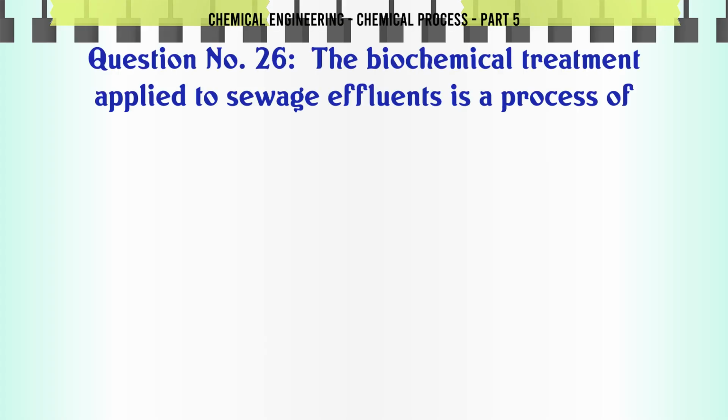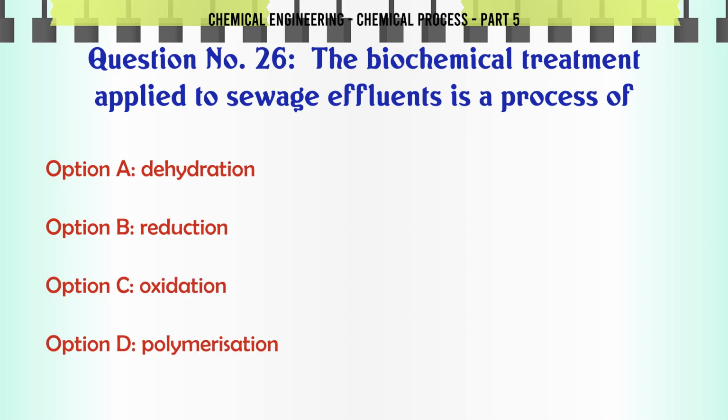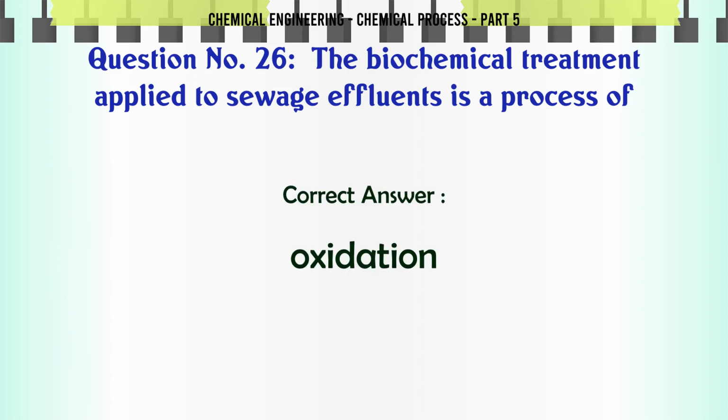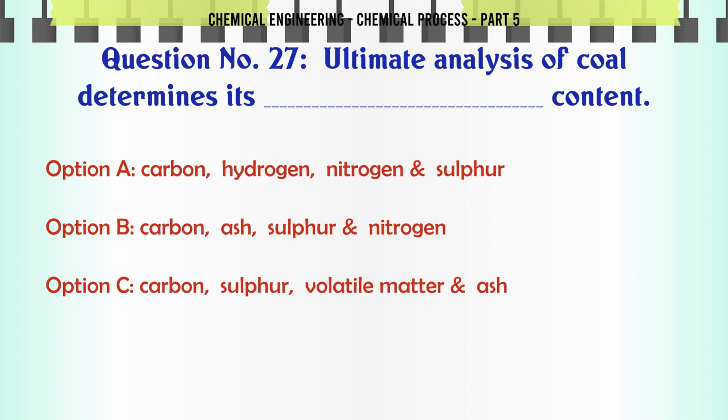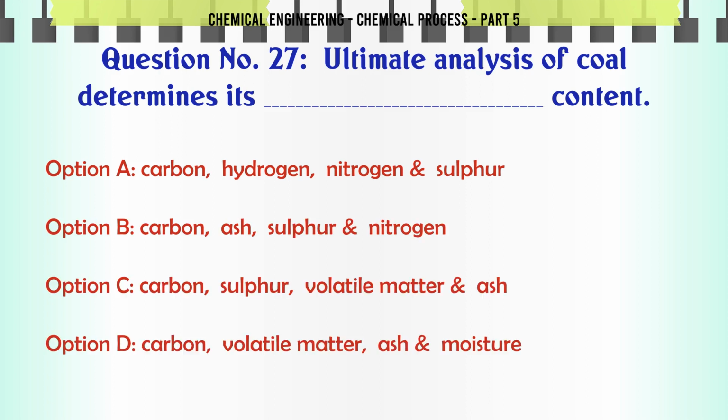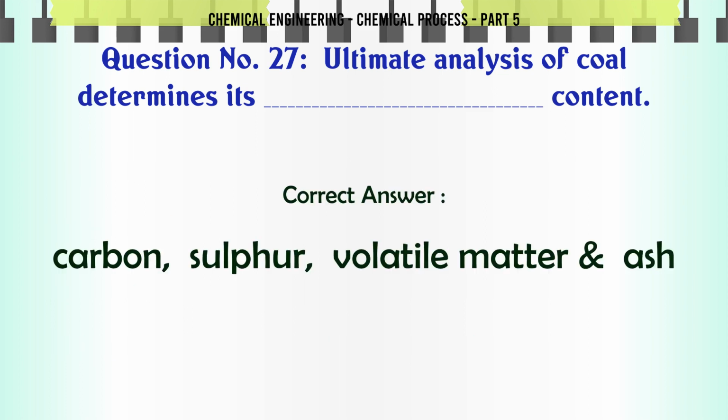The biochemical treatment applied to sewage effluents is a process of A. dehydration. B. reduction. C. oxidation. D. polymerisation. The correct answer is oxidation. Ultimate analysis of coal determines its ___ content. A. carbon, hydrogen, nitrogen, sulfur. B. carbon, ash, sulfur, nitrogen. C. carbon, sulfur, volatile matter, ash. D. carbon, volatile matter, ash, moisture. The correct answer is carbon, sulfur, volatile matter, ash.